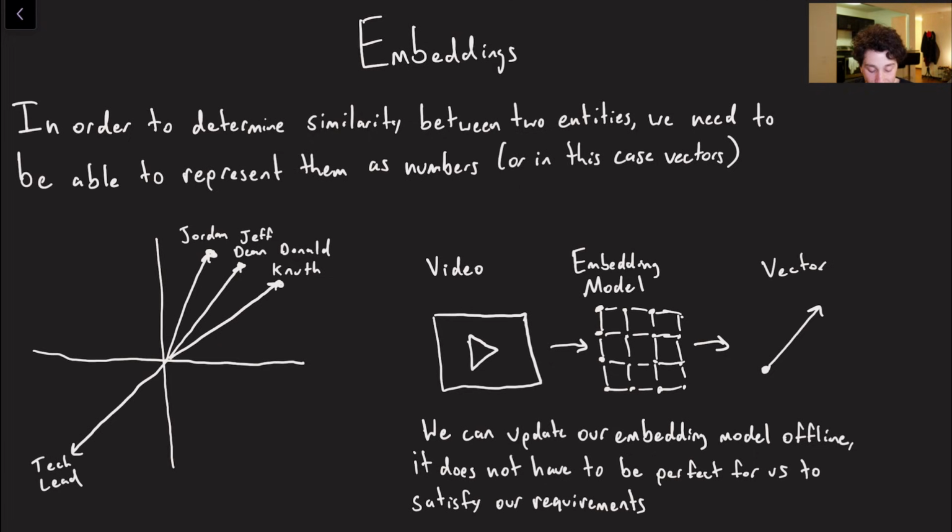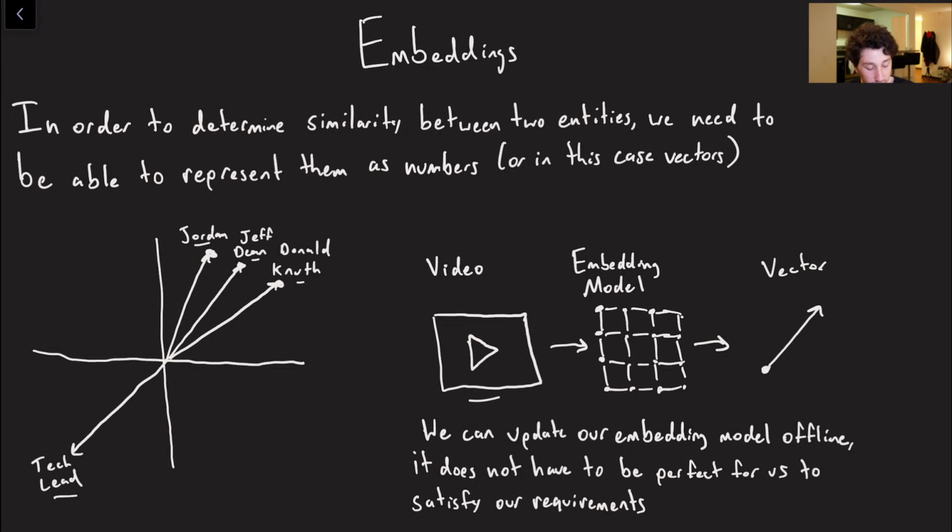And so an embedding is basically a vector representation of our entity. So again, a vector representation of a video or an Amazon product or something like that. So for example, if we're drawing out coders as embeddings, you can see Jordan, Jeff Dean, and Donald Knuth are very similar to one another in that vector space. But tech lead, the sham, is all the way on the other end of the coordinate plane.